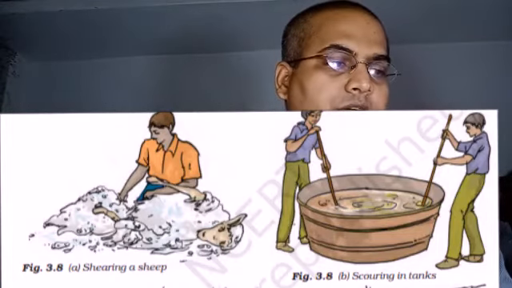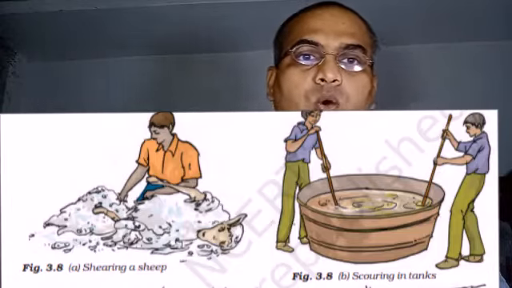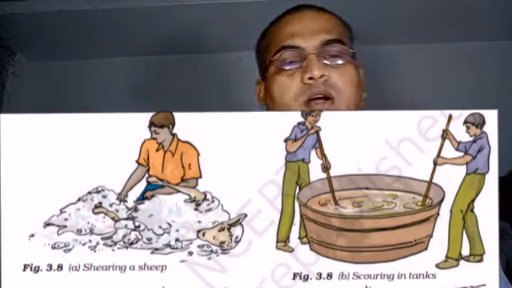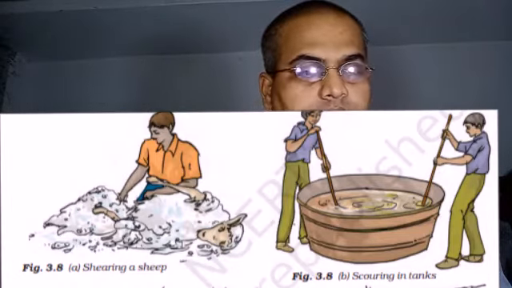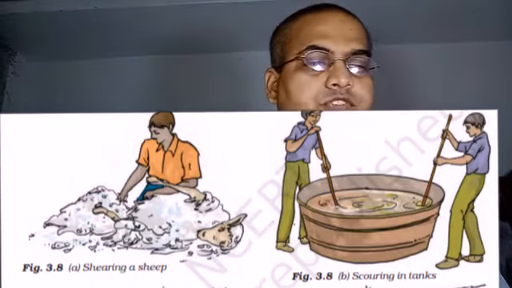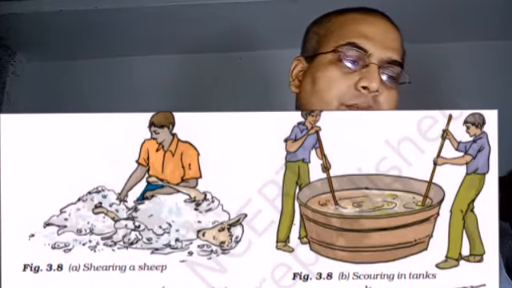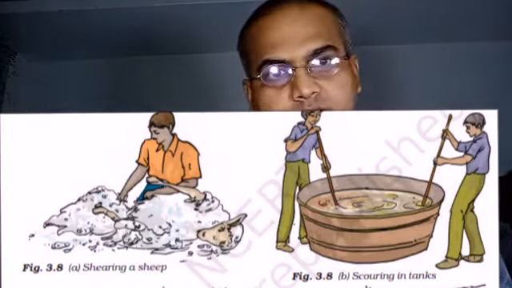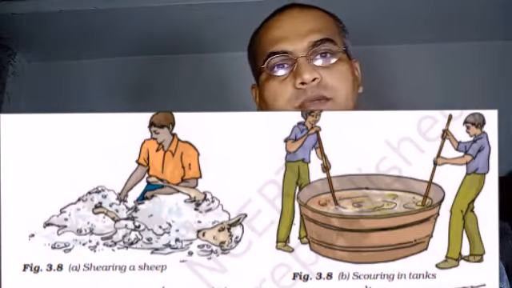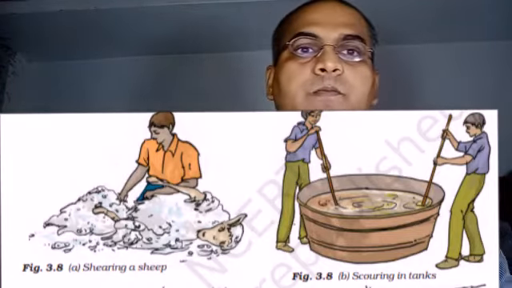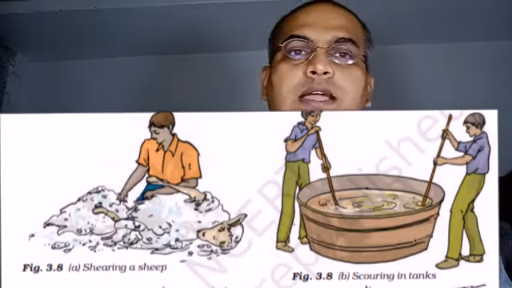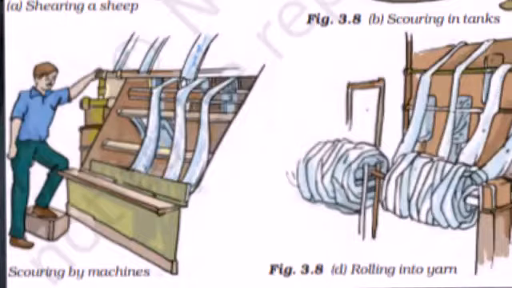And now comes the fifth step, that these wools are dyed in various colors. The natural fleece of sheep and goats is black, brown or white. Only three colors. But here different colors are added to them. And then comes the sixth step.